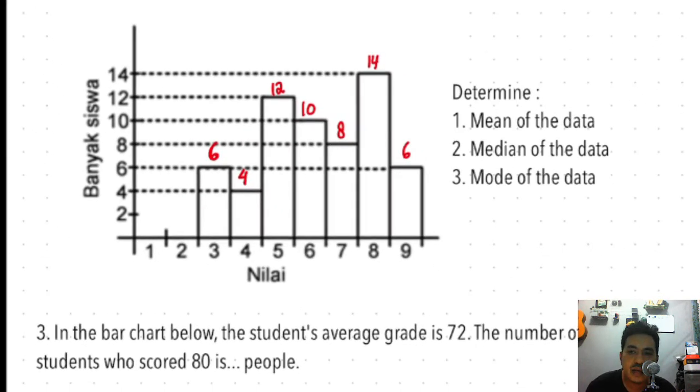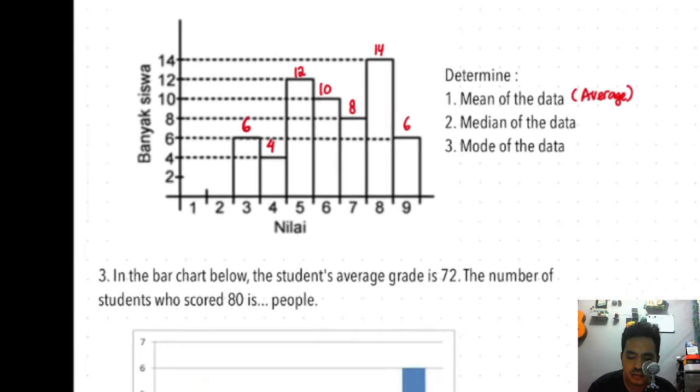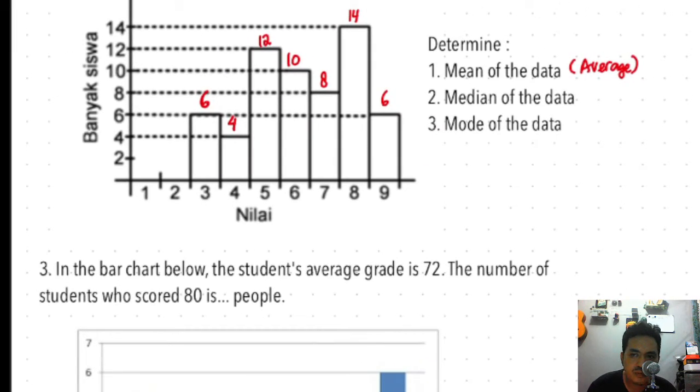Over here, determine the mean of the data. The mean, or once again the average, right? So we just find the average of this data. Basically, to find the average, we add all of the scores gotten by the students and then divide by the number of students, right?